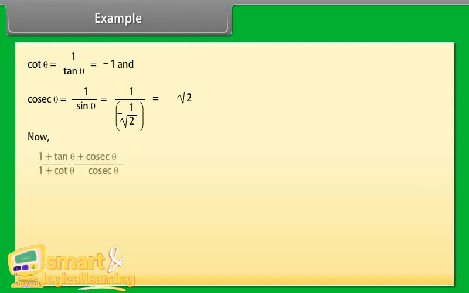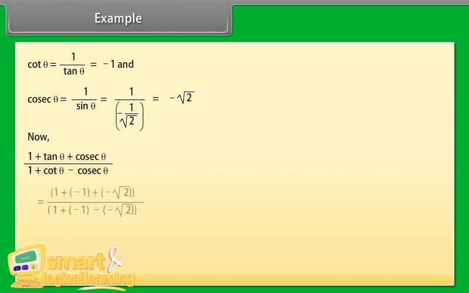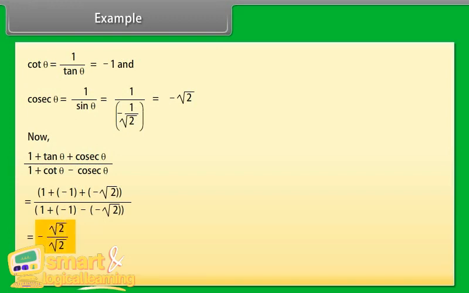Now, (1 + tan θ + cosec θ)/(1 + cot θ − cosec θ) = (1 + (−1) + (−√2))/(1 + (−1) − (−√2)) = −√2/√2 = −1.